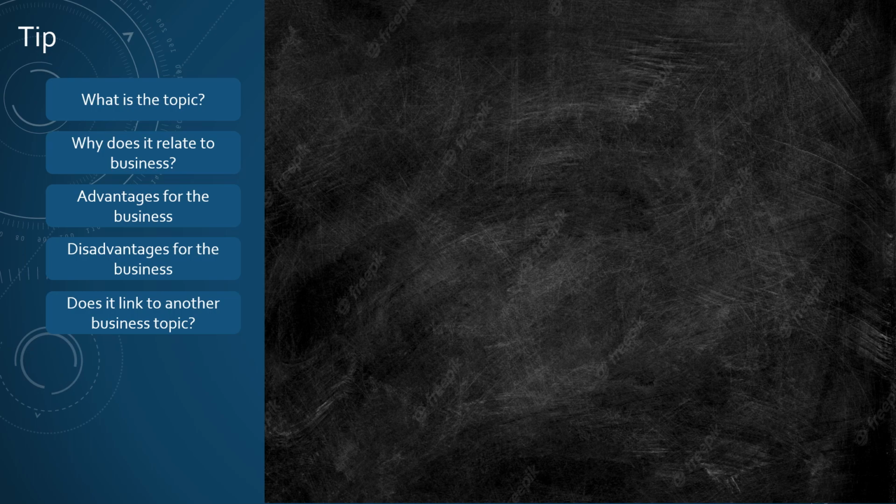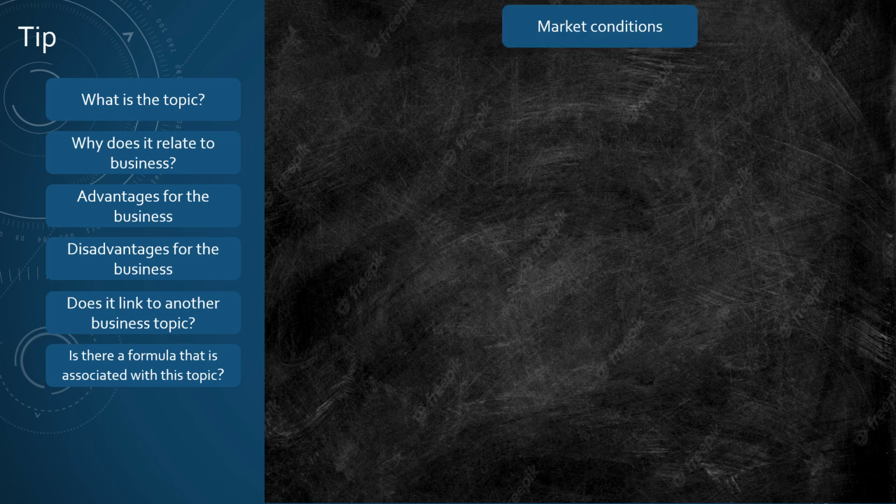So that helps you to build up a bigger picture of how businesses might link up with other topics, into other units, things like that. And also, is there a formula associated with this topic? Now, of course, there isn't always a formula associated with most of the topics, but it is important to ask yourself, does it link up with that?